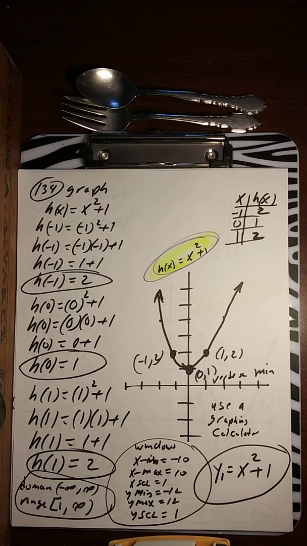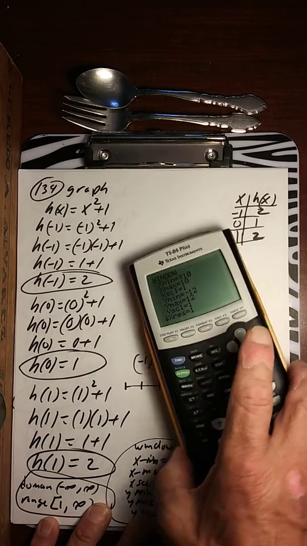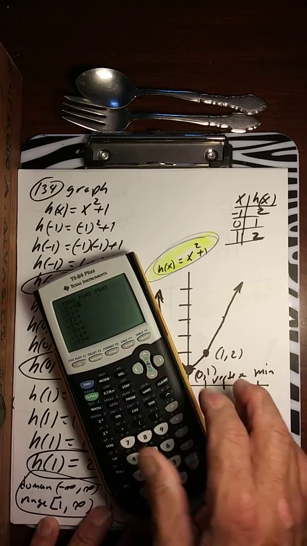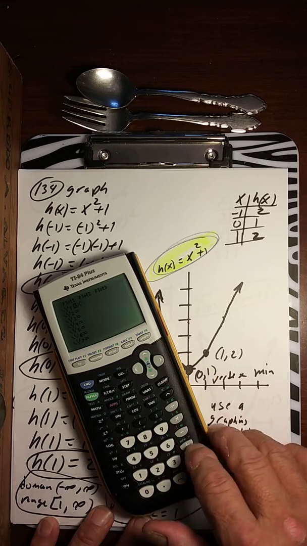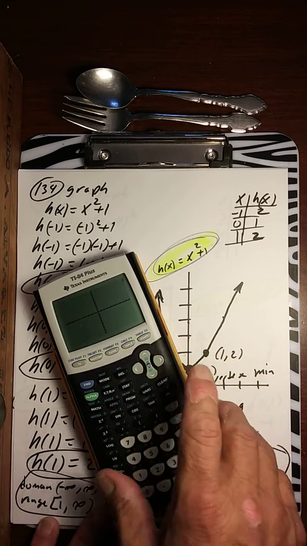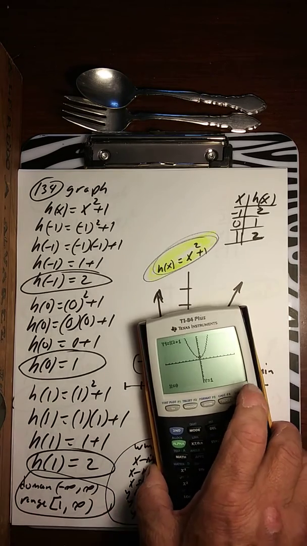Or can you put it in a calculator? Sure, let's do that right now. Let's put it in. Window here. It's negative 10, 10, negative 12, 12. Y equals, and what is it? X squared plus 1. Hit graph. And there it is. Same thing. You can do trace if you want.